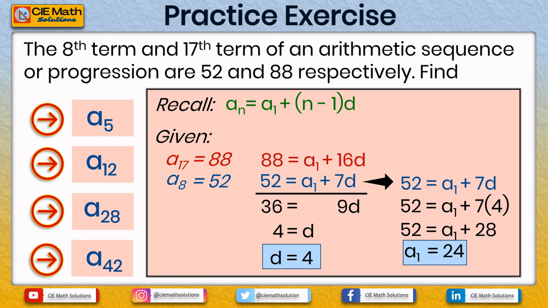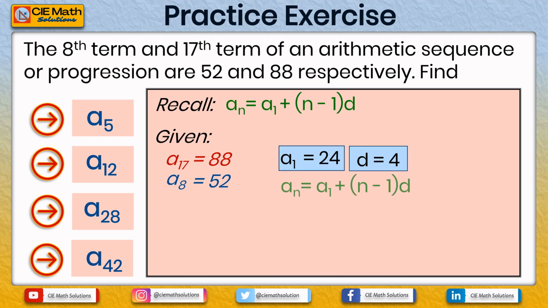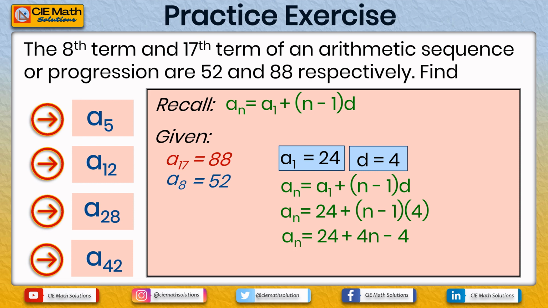We can now find the general rule of the arithmetic sequence using the values of a1, which is 24, and the value of d, which is 4. We will then have an is equal to 24 plus n minus 1 times 4. Simplifying this further, the general rule of this arithmetic sequence is 4n plus 20. We can now use this general rule to find the specific terms of the arithmetic sequence or progression.